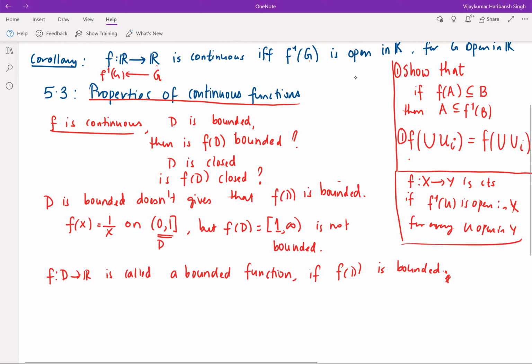Here is an interesting property, namely the following theorem, which is 5.3.2 in your text. It says if D is compact, and f is a continuous function from D to R, then f of D is compact.